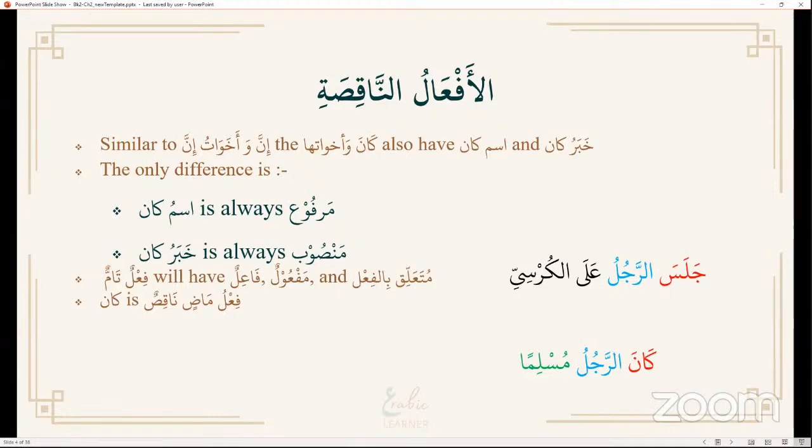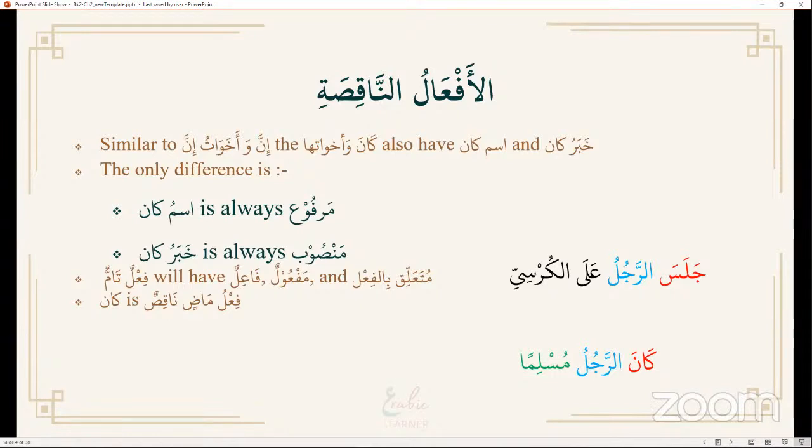This is the exception, particularly only with fi'l naqis. The sentence is always jumla ismiya. Okay, it is jumla ismiya. So kana ar-rajulu musliman is actually jumla ismiya, and it has kept the original mubtada as marfu only and made the khabar as mansoob.